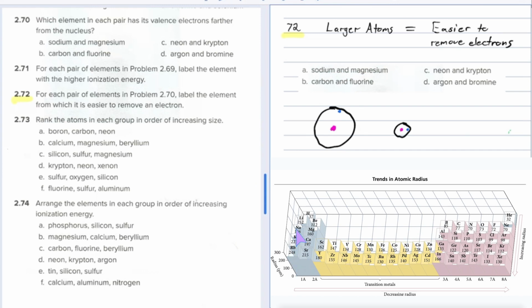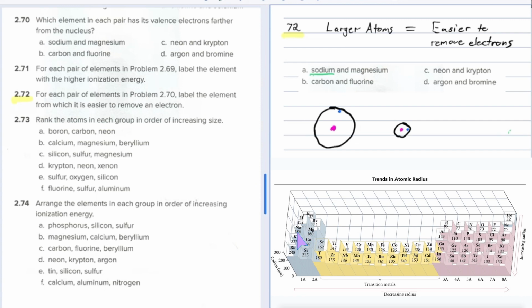So you've got sodium and magnesium right here. Magnesium is farther away, sodium's closer. It's going to be easier to remove the electron from sodium. So I'm going to underline sodium.